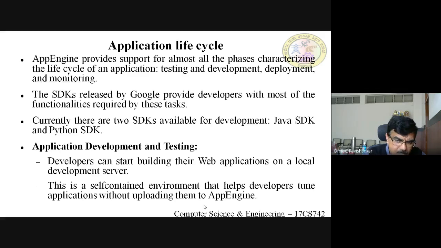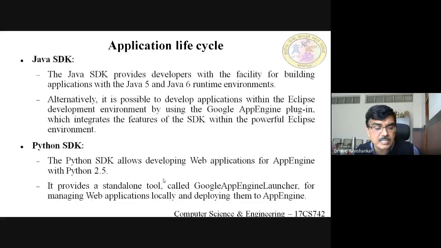So once these applications are developed and tested, then only they will be put onto the Google App Server or App Engine. Java SDK: we have a Java SDK. The facility is available in Java SDK, with Java 5 and Java 6 runtime environments available for development. Alternatively, it is possible to develop applications within the Eclipse development environment. Not only Eclipse, many other facilities are also there that you can use. Eclipse is a very good application development environment. You can use it for development.